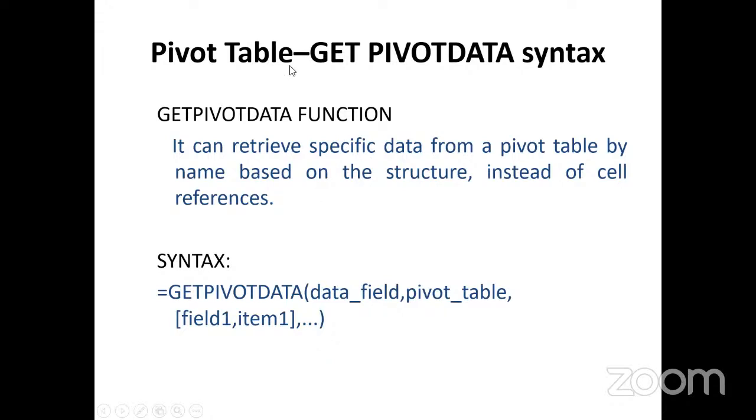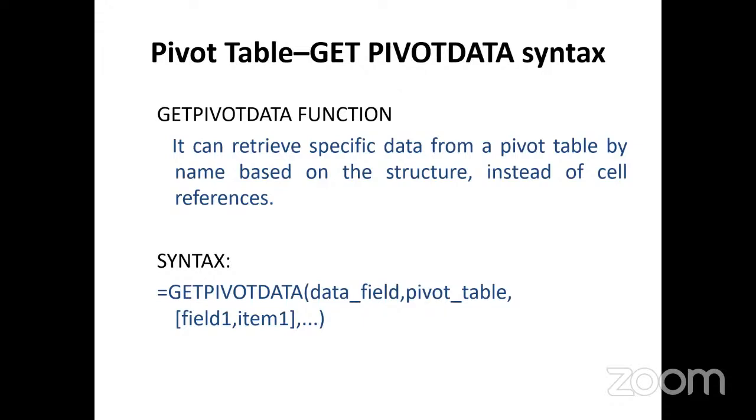So what is the function of this GETPIVOTDATA? It can retrieve specific data. It can get specific data from a pivot table by name instead of using cell references.